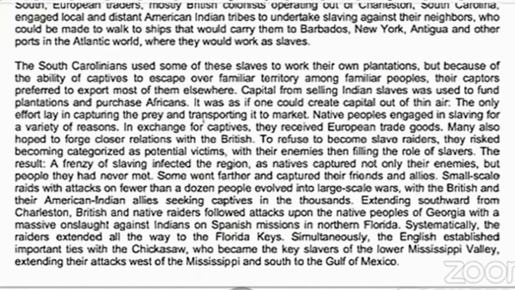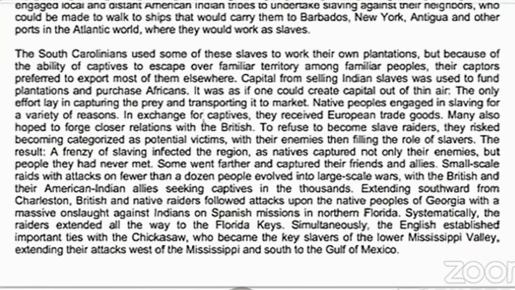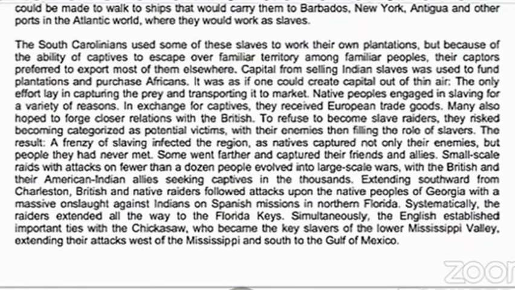To refuse to become slave raiders, they risked becoming categorized as potential victims, with their enemies then filling the role of slavers. The result, a frenzy of slaving infected the region, as natives captured not only their enemies, but people they had never met. Some went farther and captured their friends and allies. Small-scale raids with attacks on fewer than a dozen people evolved into large-scale wars, with the British and their American Indian allies seeking captives in the thousands.